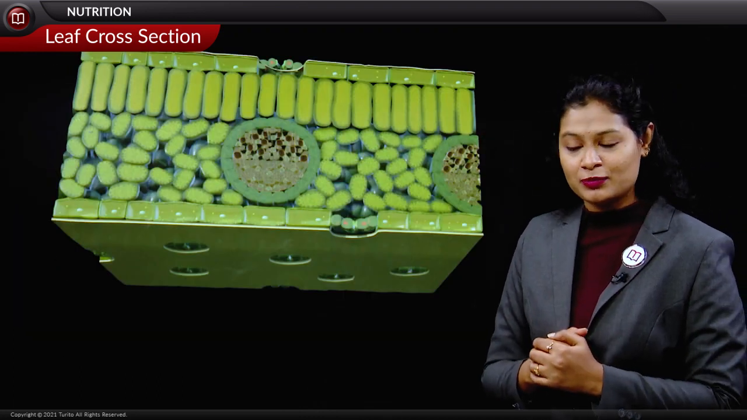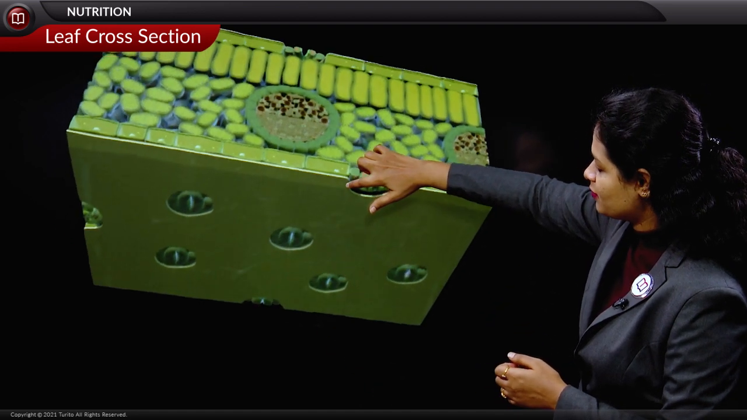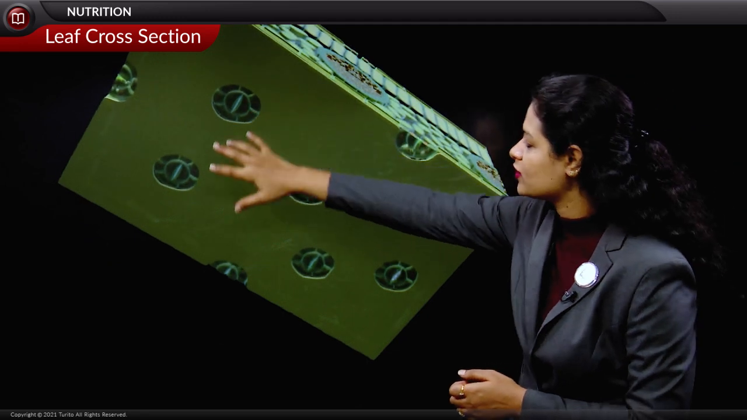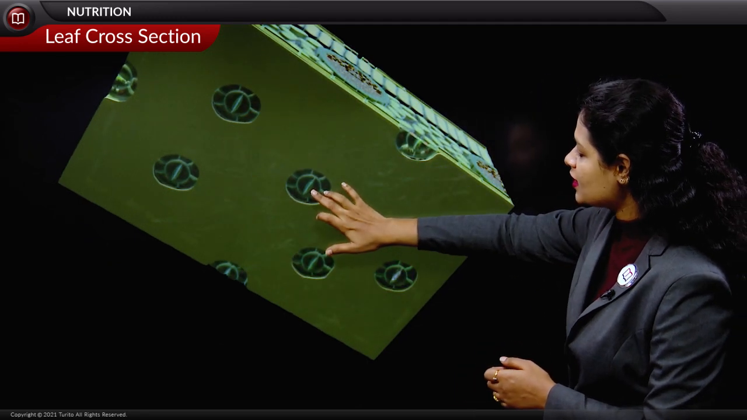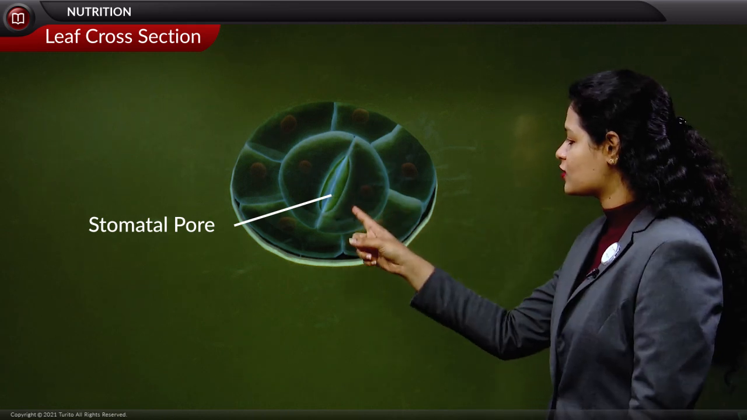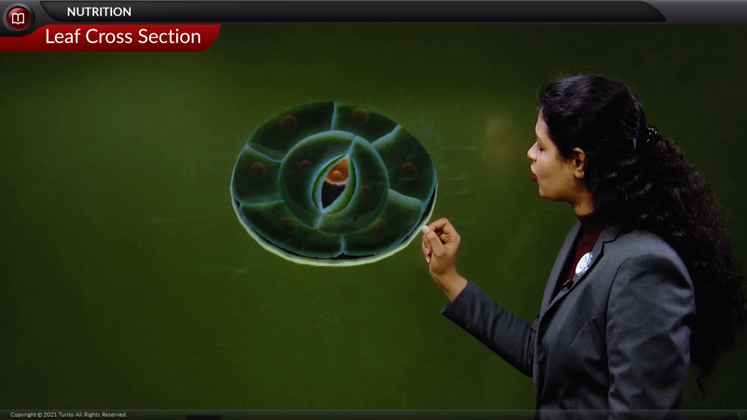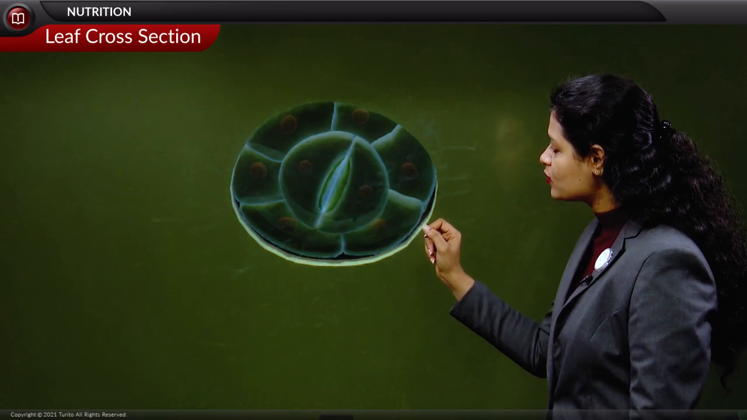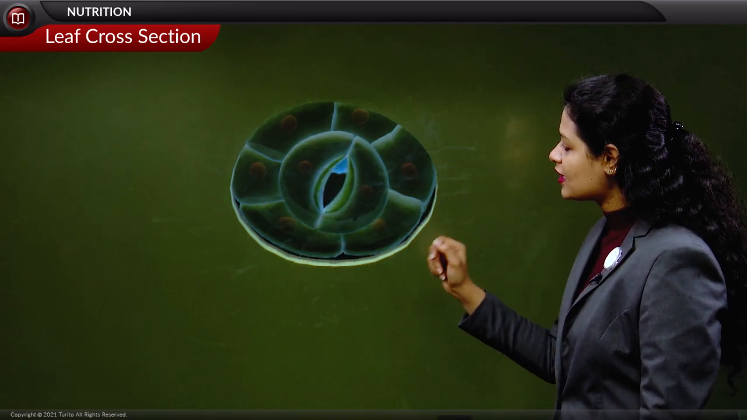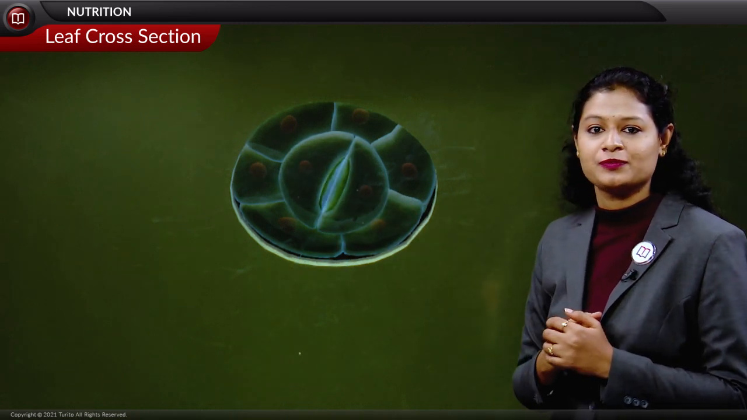In the lower epidermis, we see that there are many stomata present. So these are all the stomata present. And we see that each of these stomata has a stomatal pore present. So the stomatal pore can open and there is entry of the carbon dioxide molecule seen, and also it can close. And we see that when there is exit of oxygen molecules, it will again open and close.